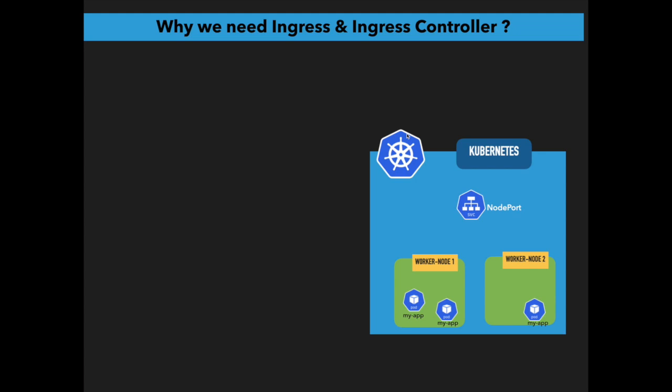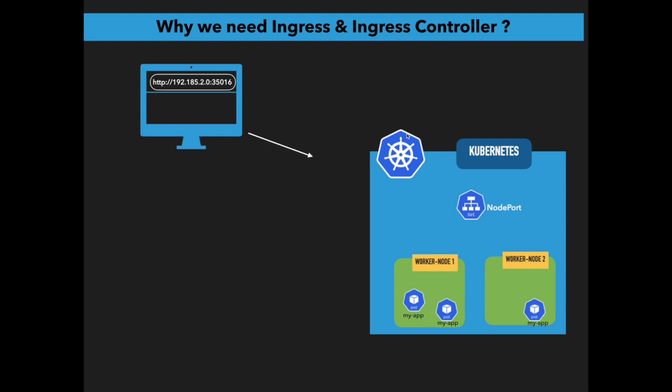Whenever you create a service for your application, and if you know the IP address of one of the worker nodes and the port number that is defined as part of the service, you can easily access your application from outside. So this kind of service is called an external service. That means you can access your application outside the Kubernetes cluster. So that is the reason it is called an external service.